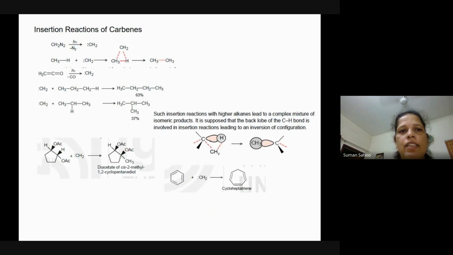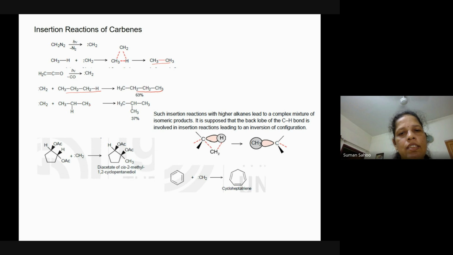Insertion reactions of carbene, as I have already told, these carbenes can be inserted in between two atoms of a bond. So here in the methane molecule, the bond in between carbon and hydrogen, this carbene is being inserted to give you ethane. Similarly, you can get these reactions also, like in the case of propane, that is being inserted and you get a butane.